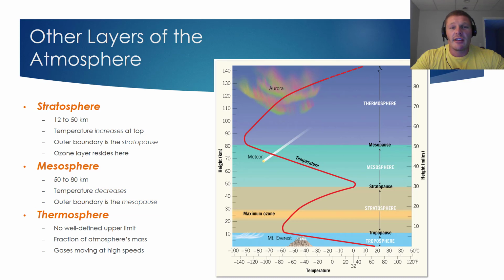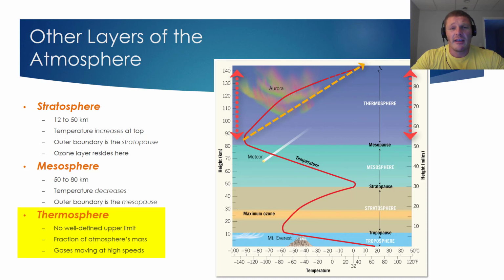Our last consideration in this vodcast is the thermosphere, and the thermosphere is the uppermost layer of Earth's atmosphere. There's really no well-defined upper limit for the thermosphere, which is why you don't see a thermopause. It's kind of a gray area when transitioning from the thermosphere to outer space. It's also important to note that the thermosphere is a very small fraction of our atmosphere's mass. If you take a look at this graph, you'll notice that the temperature increases with increasing altitude in the thermosphere.